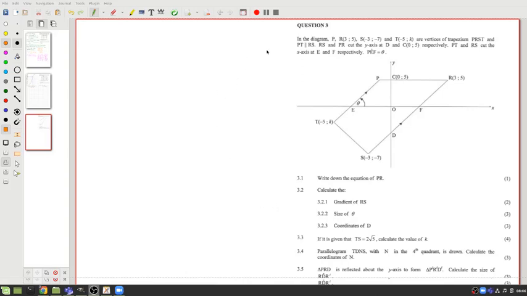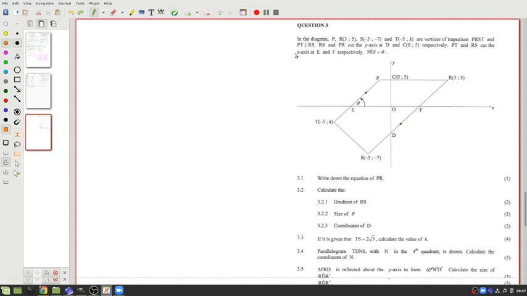Okay, so we're on question 3 of paper 2 in the November 2019 examinations. Question 3 is an analytical geometry question. This used to be one of my favorite topics at school, a bit of a mix between geometry and algebra.